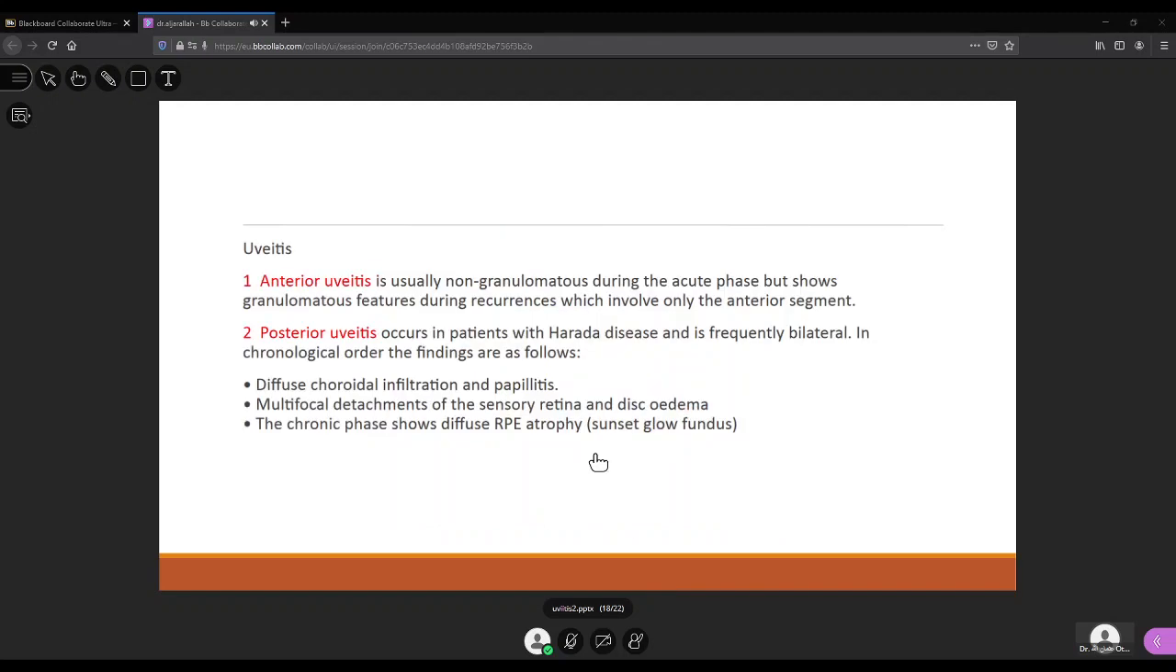Anterior uveitis is usually non-granulomatous during the acute phase, but shows a granulomatous feature during recurrence, which involves only the anterior segment. Posterior uveitis occurs in patients with the disease, and it's frequently bilateral. Diffuse choroidal infiltration and papillitis, multifocal detachment of sensory retina. In the chronic phase, it can show diffuse RPE atrophy, what's called sunset glow fundus.